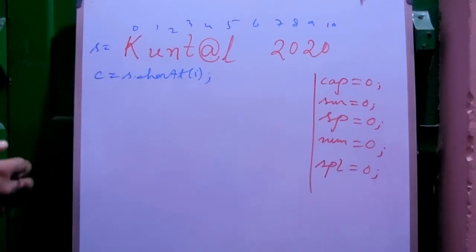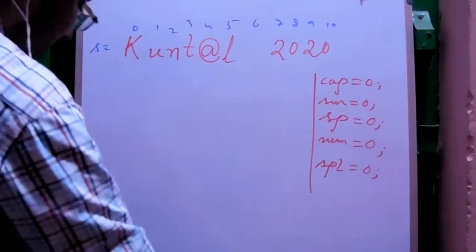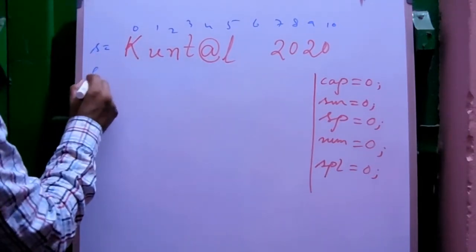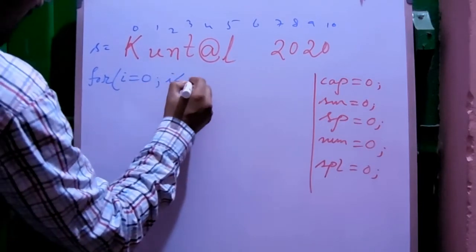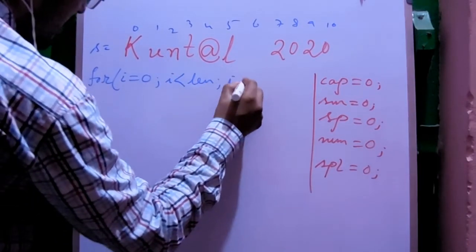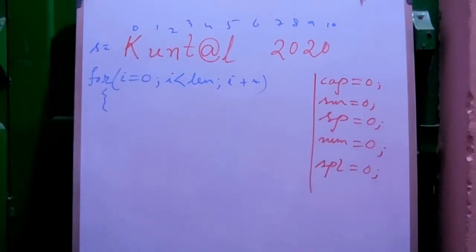I am writing from the loop body, then you will understand. Suppose you are not understanding, you will understand. So from the loop only I am showing you. The loop will start from 0, I less than length, I plus plus. This will be the compulsory loop, you know already, we have done it for so many programs.